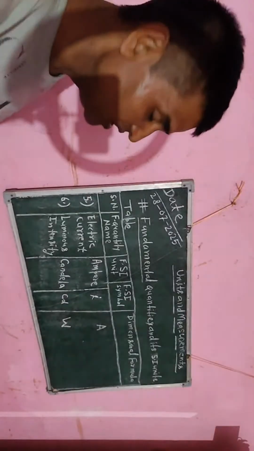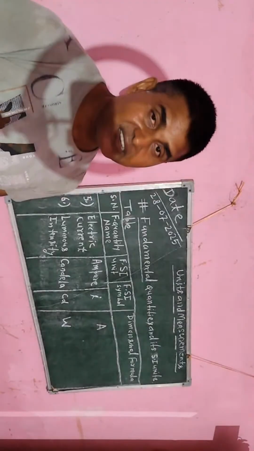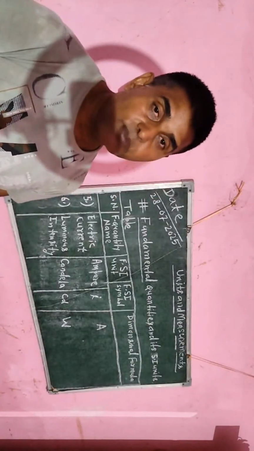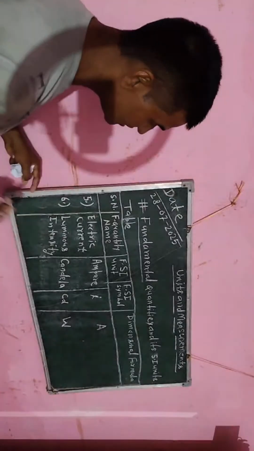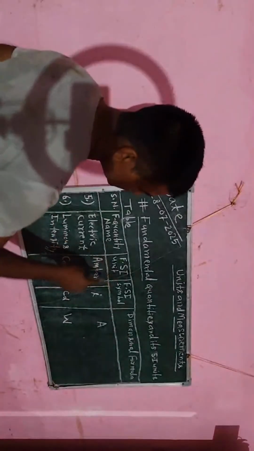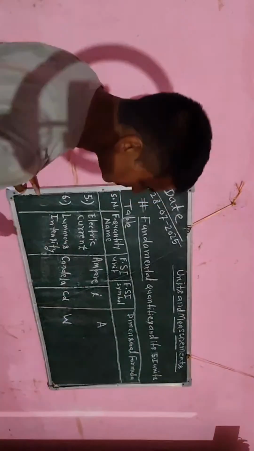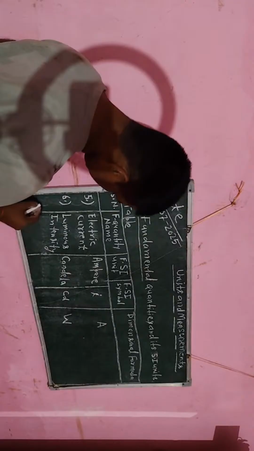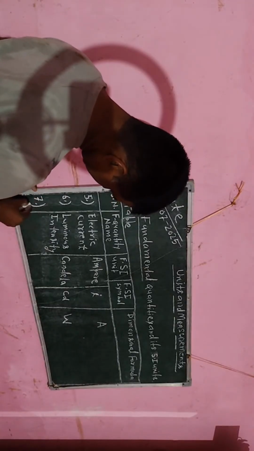Okay. Now the next fundamental quantity I have to explain here in detail, that is the amount of substance. Corresponding to the amount of substance I will write the fundamental SI unit, the symbol and also its dimensional formula. So here I will write 7, the amount of substance.